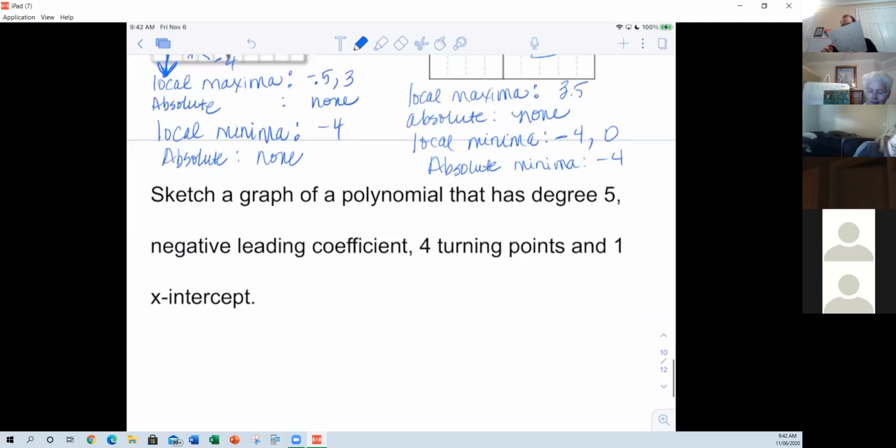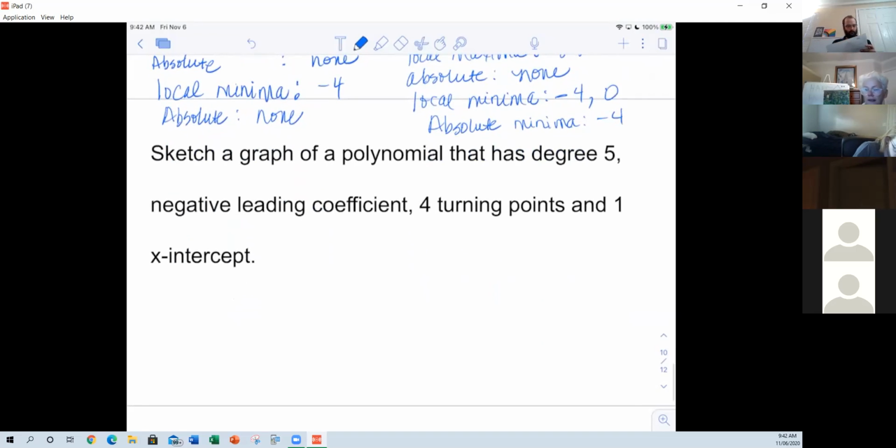And here's the fun one. Sketch a graph of a polynomial that has degree 5, a negative leading coefficient, 4 turning points, and 1 x-intercept. And y'all's graphs can look different.